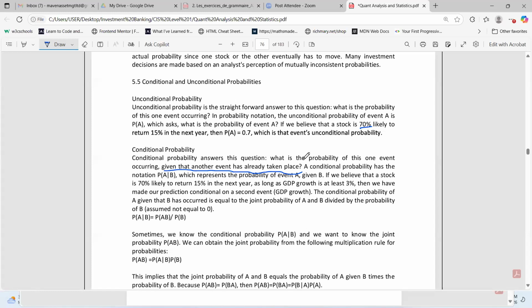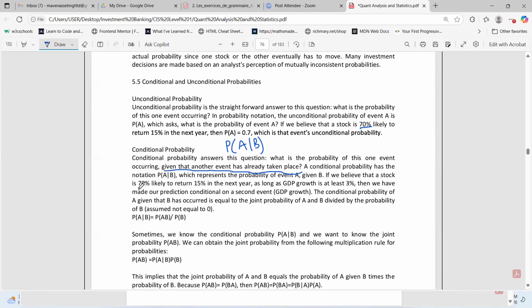Do you understand? So there's a condition that is already established before we want to now look for the probability of another thing. So the probability of another thing we are looking for now is based on an already established condition. I need you to please pay particular attention to this. A conditional probability has a notation. See how it is written: probability of A given that B has occurred.